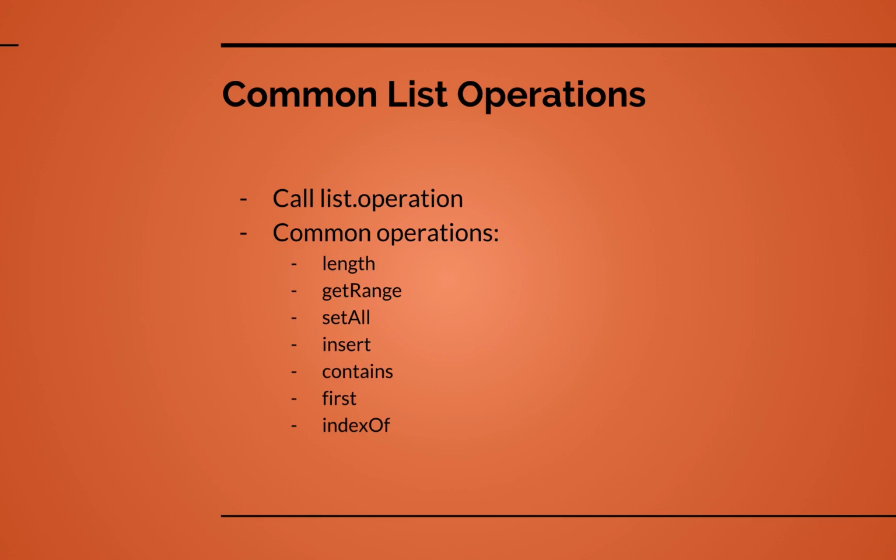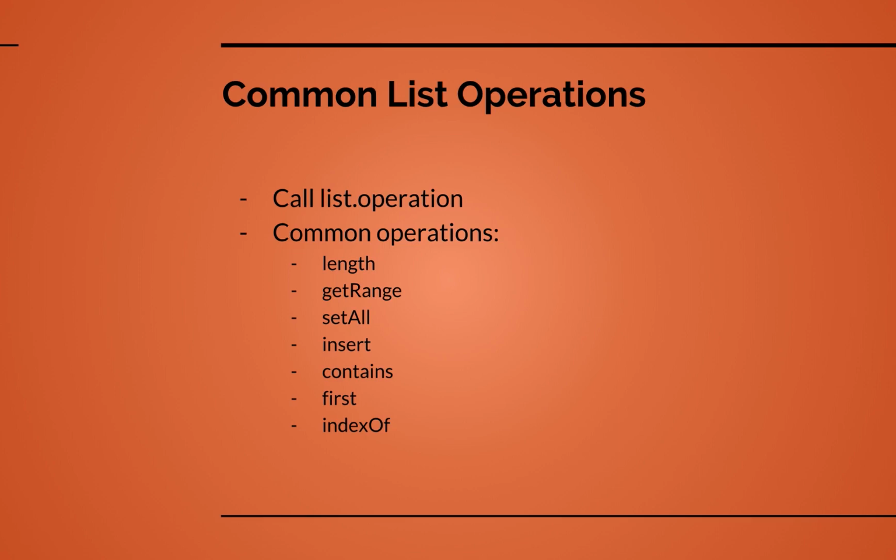And then the index of operator I find particularly useful. That will return us the index of a specific element within a list if it exists. For example, we have a list 1 through 5 and we want to get the index of number 3. We just pass that in and then it would return us whatever index 3 belongs at.